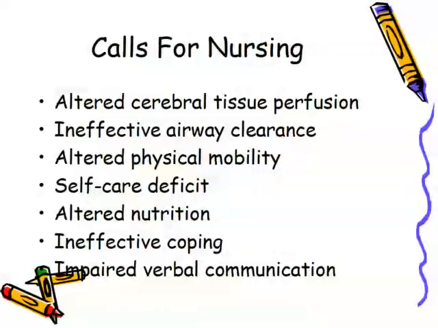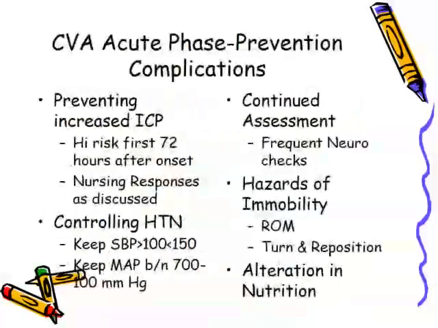Just a reminder that swallowing defects do occur in about 45% of all patients who've had a stroke. So typically these patients will have a swallow study done before they're allowed on solid foods and that type of thing. Some complications that we try to prevent with patients who've had a stroke include preventing increased ICP. They're at very high risk for this the first 72 hours after the onset of their stroke. And we discussed nursing responses for ICP in an earlier neuro lecture, so you can review those.